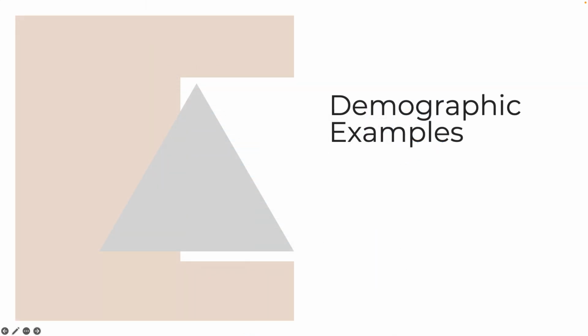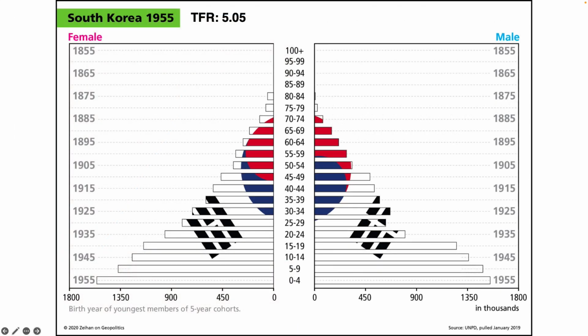Now that we understand demographic pyramid shapes, GDP, and TFR, let's look at some examples. When you look at demographic charts, pay attention to a few things. First is the shape of the pyramid. The second is the TFR.